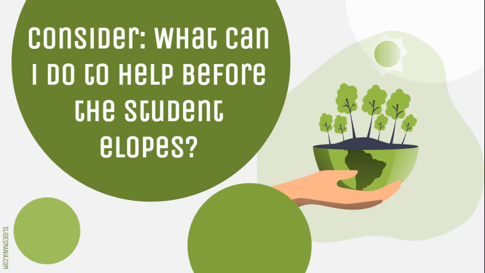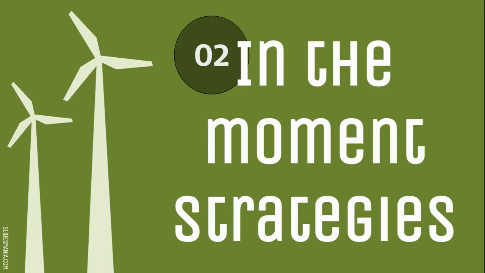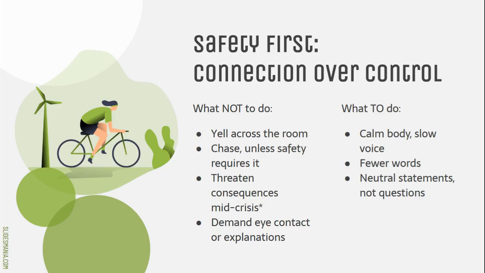Consider, what can I do to help before the student elopes? A lot of times we don't think about the elopement until it's actually happening, but we want to shift our focus to that time just before the elopement happens. Some in-the-moment strategies that I wanted to talk about include safety first, connection over control. What not to do: don't yell across the room, chase unless safety requires it, threaten consequences mid-crisis, or demand eye contact.